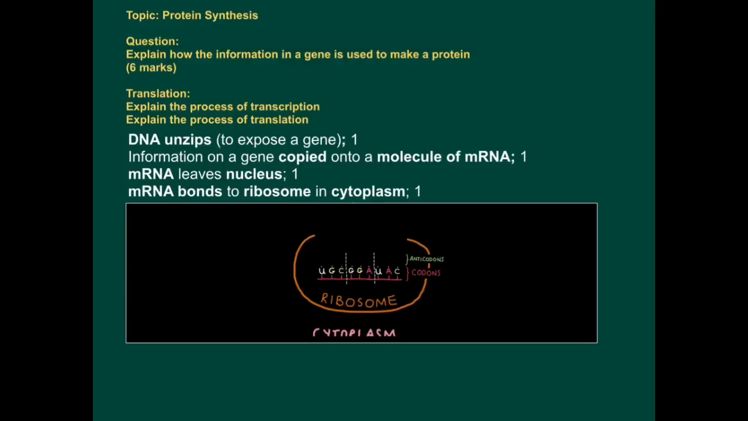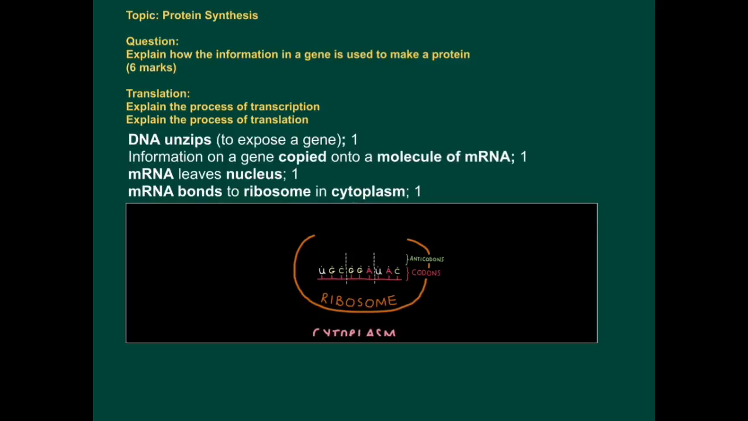So our mRNA bonds to a ribosome. A ribosome is a part of a cell. There are many ribosomes in a cell, and they all do the same thing. They produce proteins. So the ribosome's job is to actually manufacture proteins. Never say DNA makes proteins. DNA just stores the information to make proteins. So mRNA bonds to the ribosome in the cytoplasm.